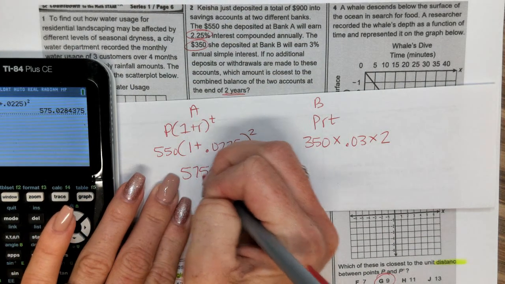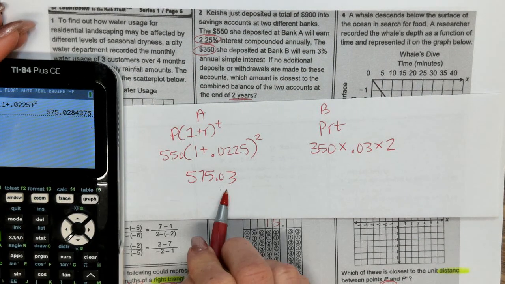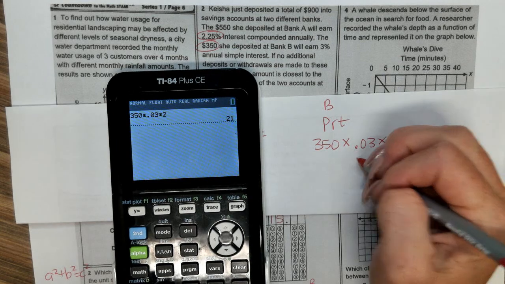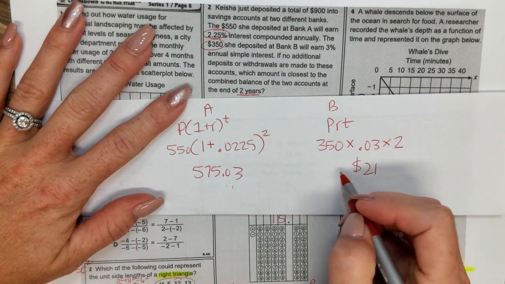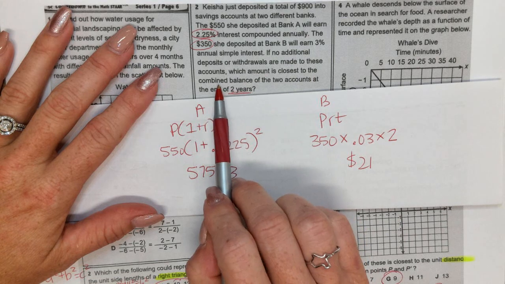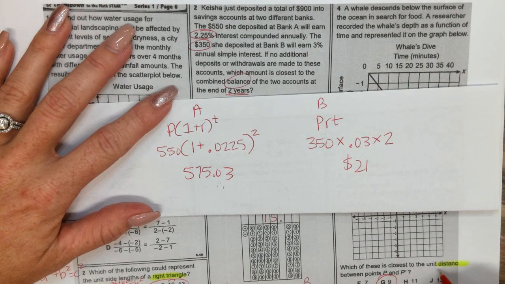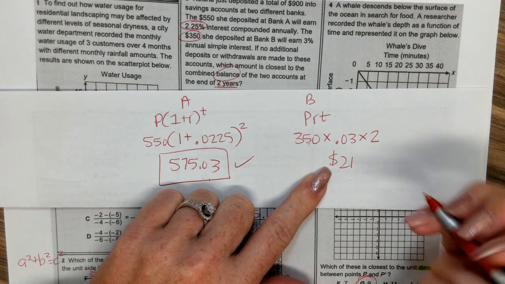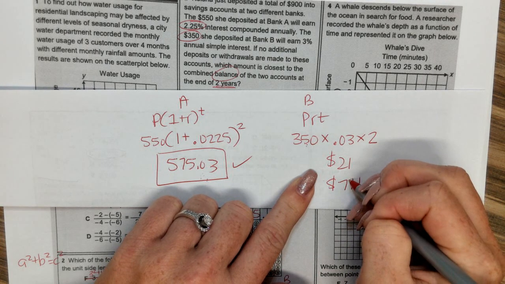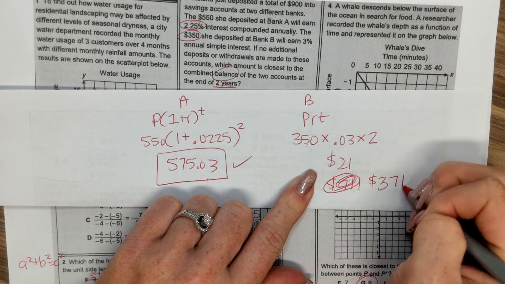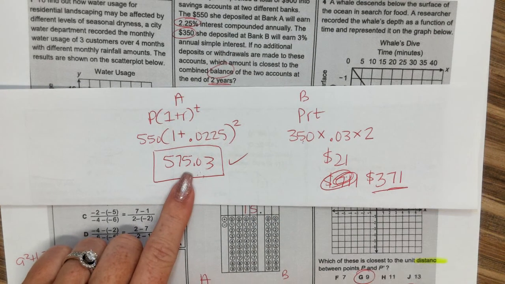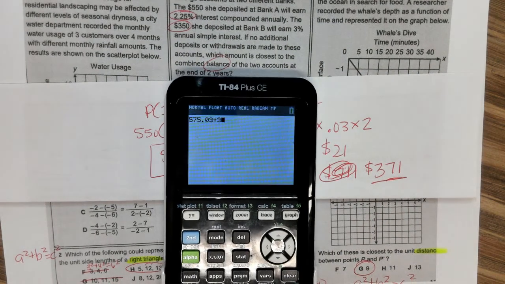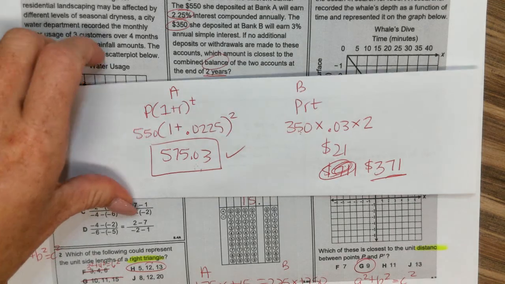$575.03. That's the total, yes? $21. Is that the total? That's the interest. It says which amount is closest to the combined balance. They want the total. So this one's good. This one I need to add back. So 350 plus 21 is $371. What did I just write? $371. Yes? So all I had to do was add those together. So $575.03 plus 371, and that's $946.03.